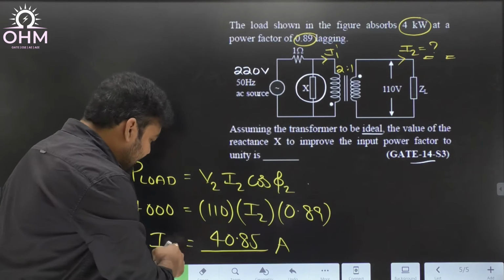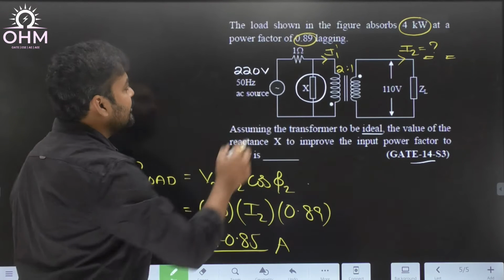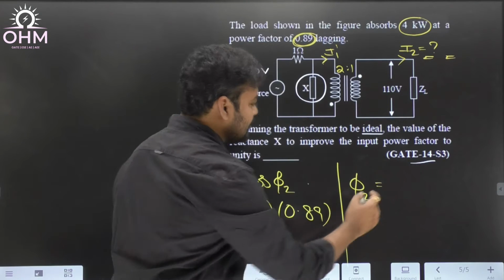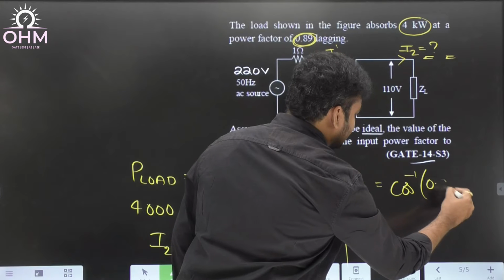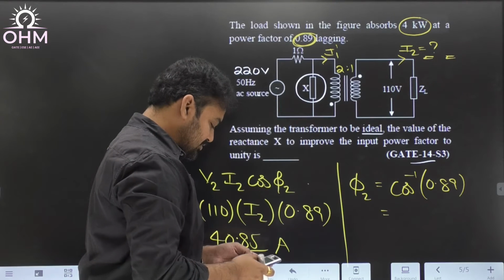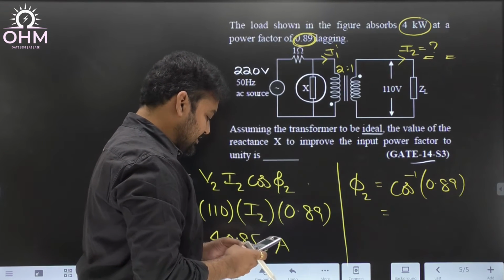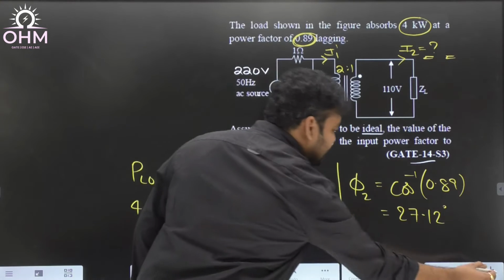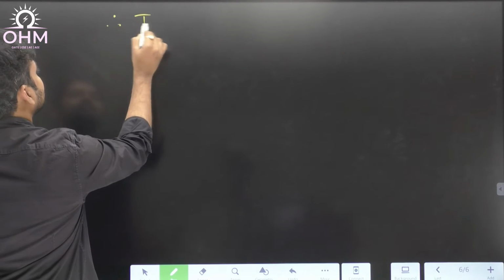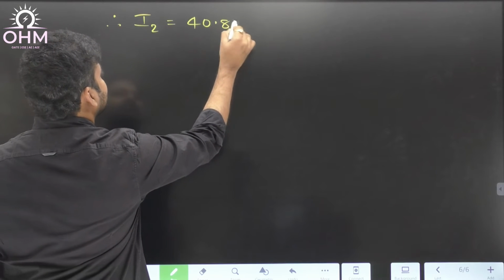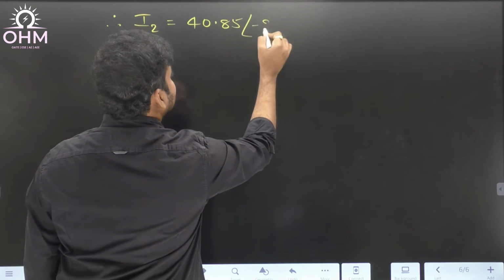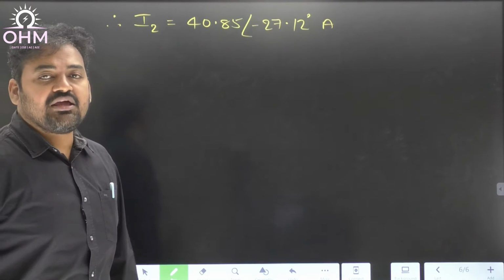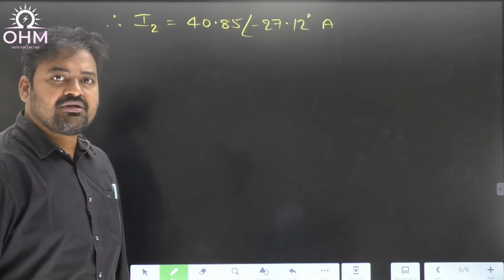40.85 ampere. But I need to represent this current with an angle also because the power factor is 0.89 lagging. What is the power factor angle? Phi 2 will be equal to cos inverse 0.89, that is 27.12 degrees. So how to represent I2 now? Therefore, I2 is equal to 40.85 at an angle minus 27.12 degrees. Why am I using a minus angle? Because it is a lagging power factor. Lagging power factor means the current will lag the voltage by a finite angle.